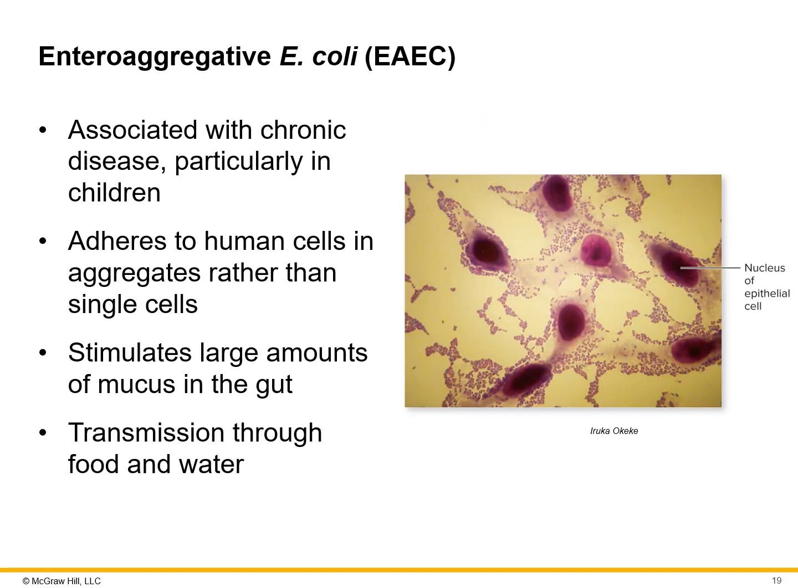The ones that can lead to this chronic diarrhea include one of the E. coli we already mentioned with acute, which can also lead to chronic: the enteroaggregative E. coli, the EAEC. This is more chronic disease, especially in kids. It adheres to cells and causes aggregation, hence the name. It causes these cells to clump together rather than being in a single layer, almost like a tumor starting to form. It also stimulates a lot of mucus to be produced by the gut, which then causes other problems. Again, it's transmitted by food and water.